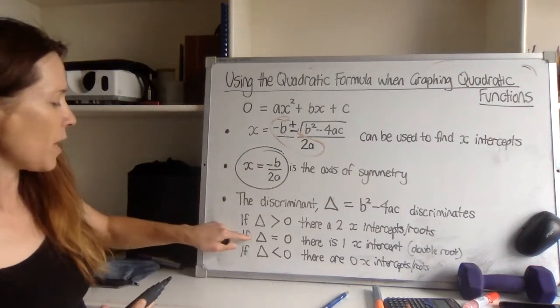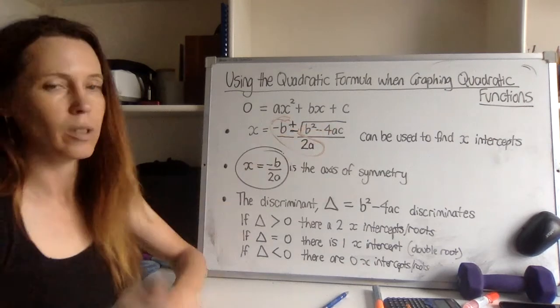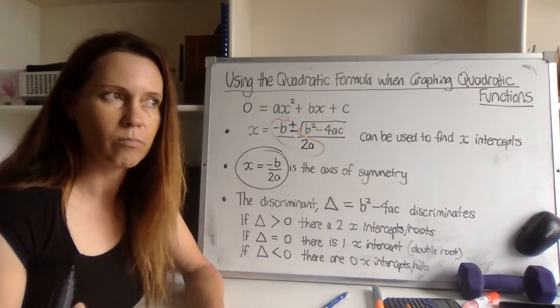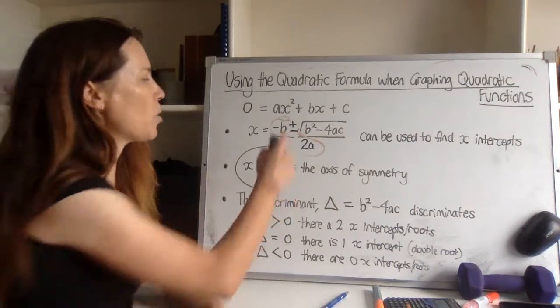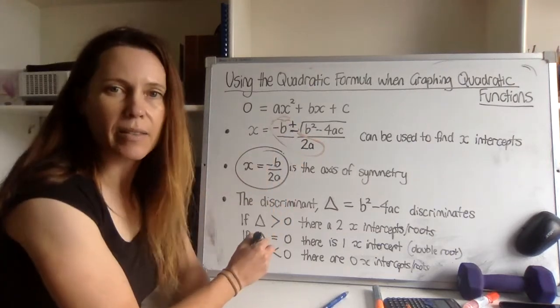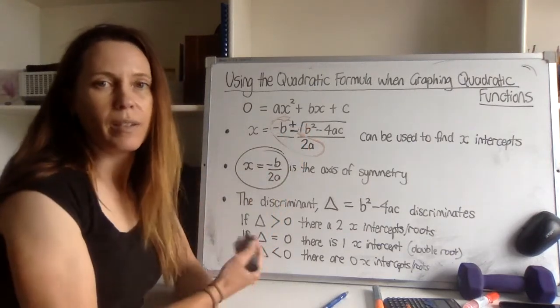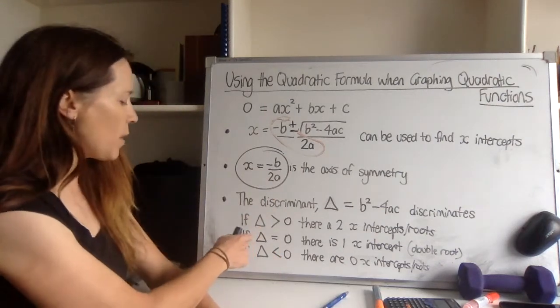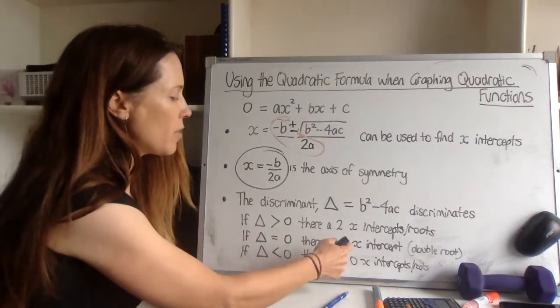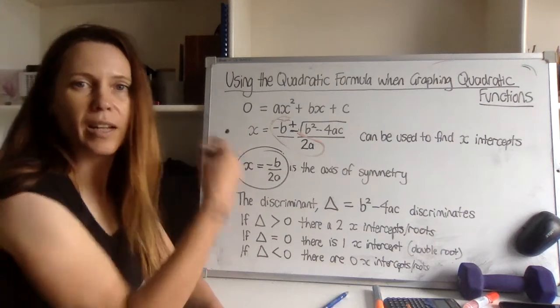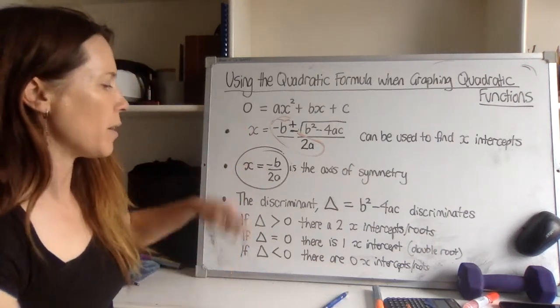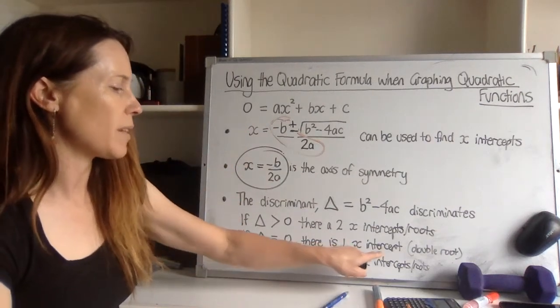Now, if what we have under the square root bracket is 0, what's the square root of 0? It's just 0, isn't it? So if you're adding 0, will that be exactly the same as subtracting 0? Yes. So that explains why when the discriminant is 0, there's actually only one answer that's going to come out from your use of this formula. So that means there's only one x-intercept.